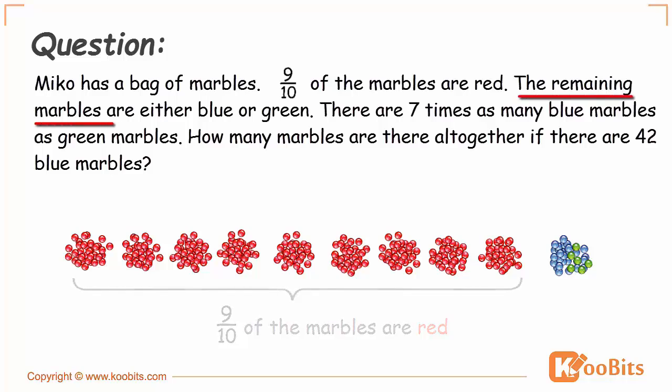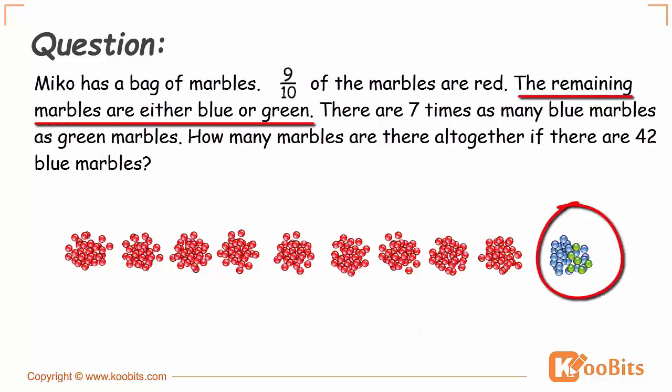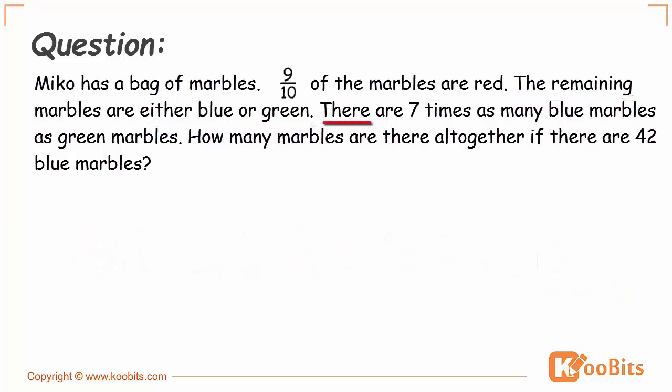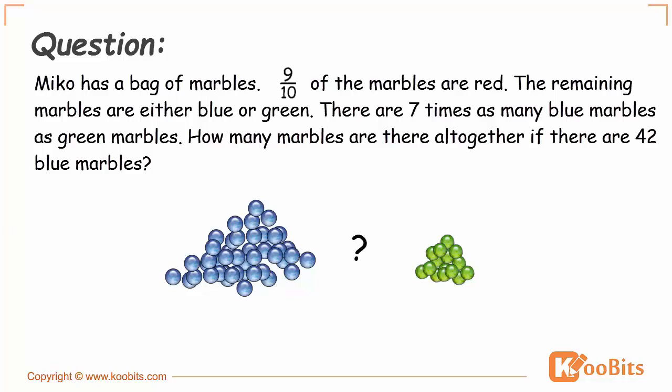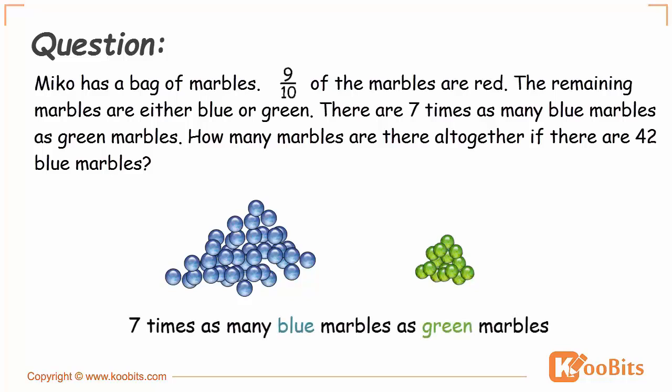The remaining marbles are either blue or green. The group of marbles left is made up of either blue or green marbles. There are 7 times as many blue marbles as green marbles. Do we know how many blue marbles or green marbles there are? No, we do not. But we do know that the number of blue marbles is 7 times the number of green marbles.